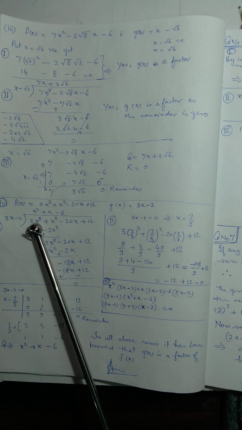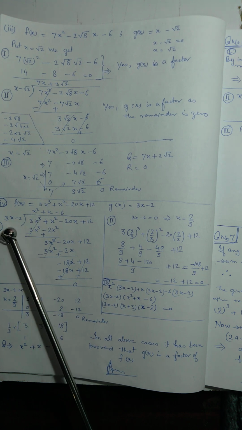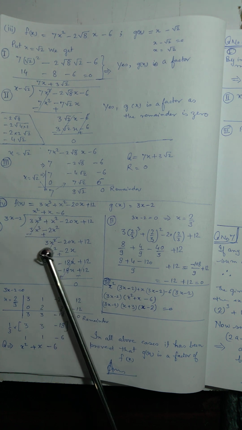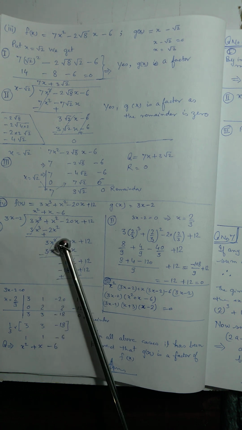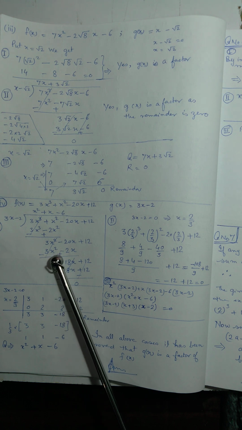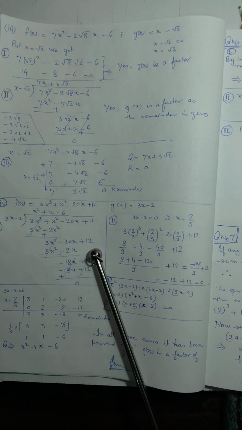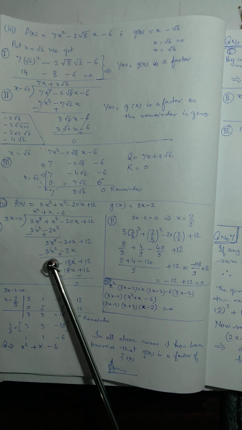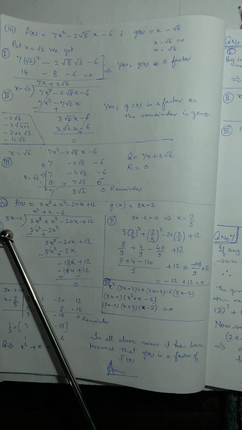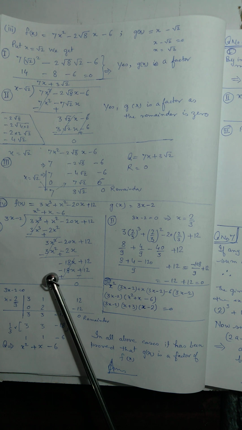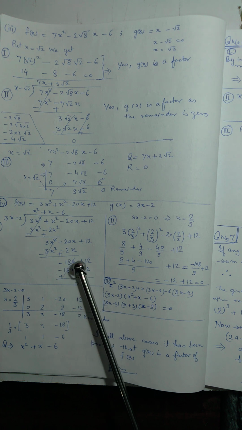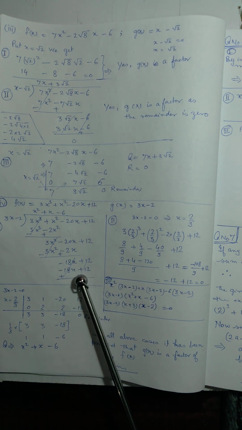Take x square as a quotient, multiply the x square to 3x, you will get 3x cube. Again multiply the x square by minus 2, you will get minus 2x square. Now change the sign and subtract it accordingly. Now here you will get 3x square minus 20x plus 12. So in order to get 3x square, take x as a quotient and multiply it to 3x minus 2. You will get 3x square minus 2x. Now change the sign and subtract it.